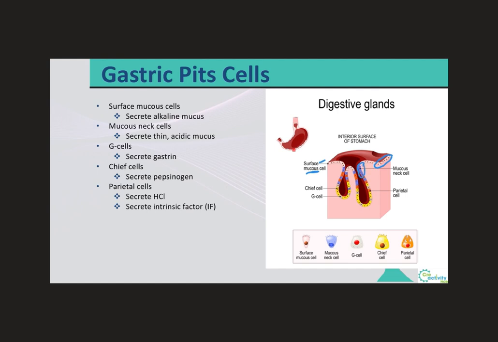Then we have another one, which are called the G cells. And the G cells will secrete gastrin, which we will see in the next slide, the function of gastrin. Then we have what we call the chief cells. Chief cells will secrete pepsinogen, which we will also see on the next slide, the function of pepsinogen. And then the last type of cells are the parietal cells. Parietal cells will secrete hydrochloric acid and also intrinsic factor, which, as we already know, is required for the absorption of vitamin B12 in the small intestine.